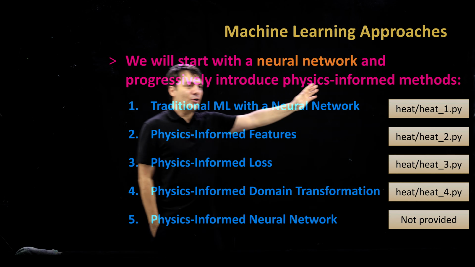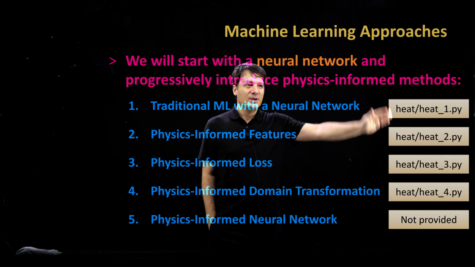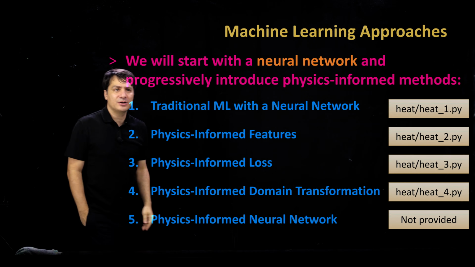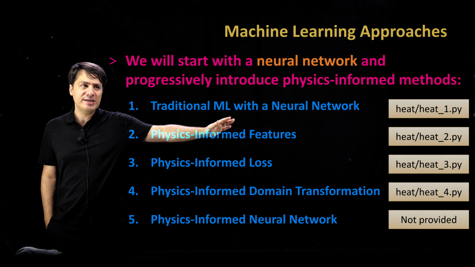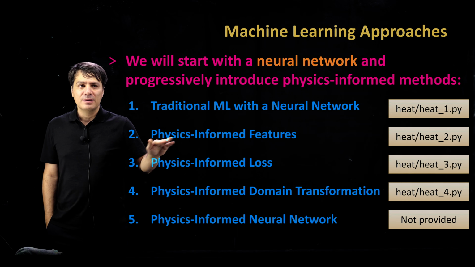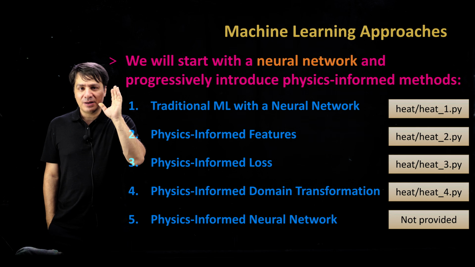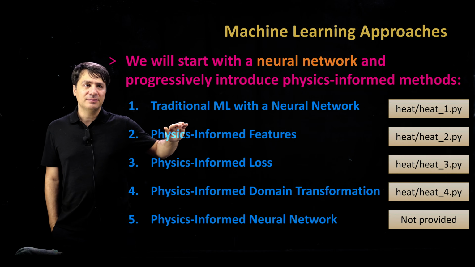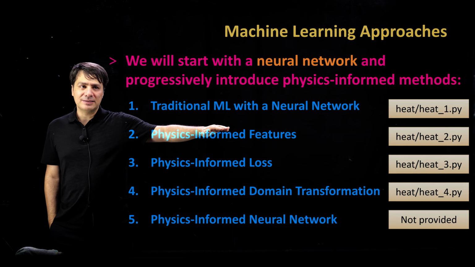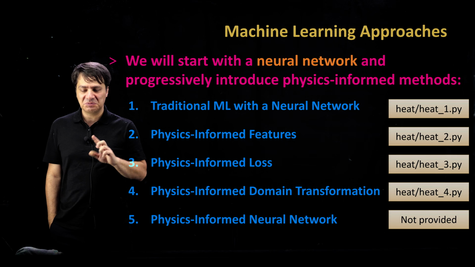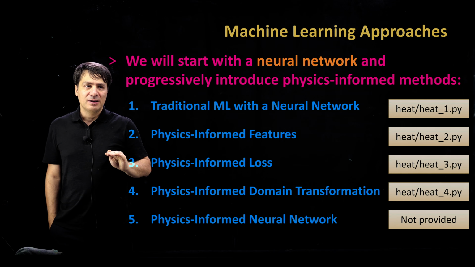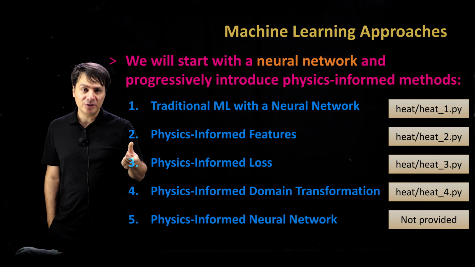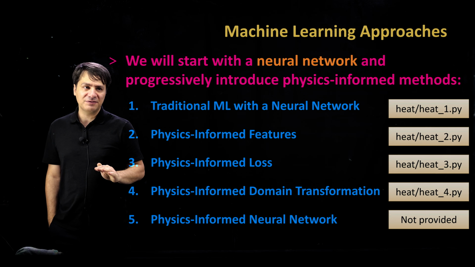So there are 4 Python codes that are provided. First is for a traditional machine learning using a simple neural network, heat1.py. And I'm going to explain this time the details of how the coding is done. The second one is what are called physics-informed features. It's a technique for physics-informed machine learning. The third approach, we call it physics-informed loss. We're going to modify the loss functions based on the underlying physics.